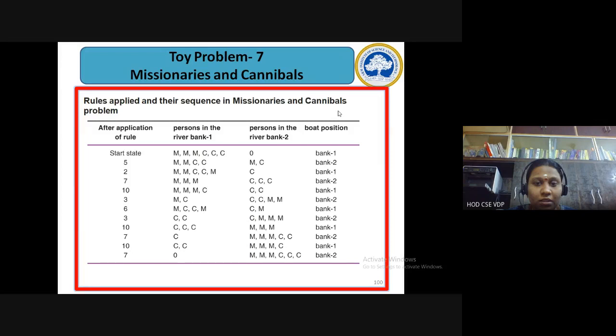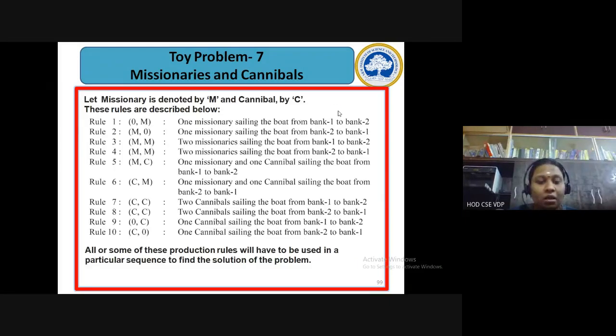Okay, so there'll be an attack on the missionary if you leave 2 cannibals with 1 missionary, right? So that is the constraint given here. So how do we use these rules? These rules are typically your production rules. So using these rules, how do you go from one bank to the other?